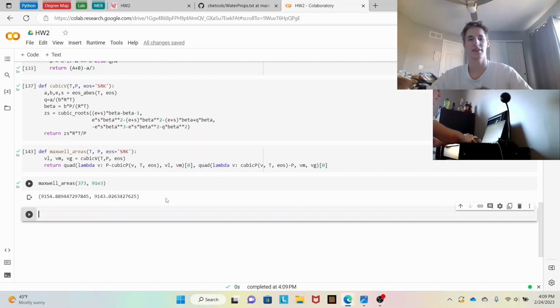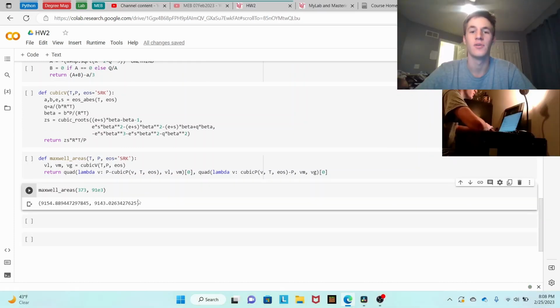All right, 91,000. So this Maxwell areas construction right here is essentially saying that at 373 Kelvin, it can estimate that the vapor pressure of water is 91,000 pascals.